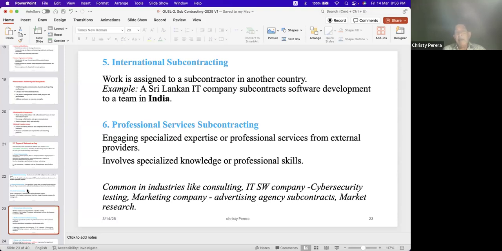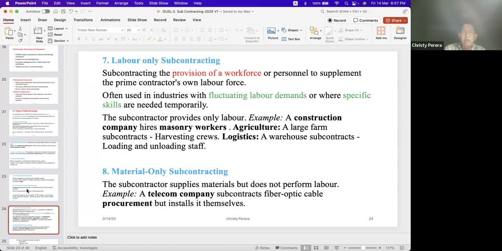Now, marketing companies sometimes give the advertising part to an advertising agency. Or for market research, they will give it to an expert on market research. They are professional people, right? That type of subcontracting is called professional service subcontracting. Most of these things are similar, right? But these things are there. You will have to study all these things.